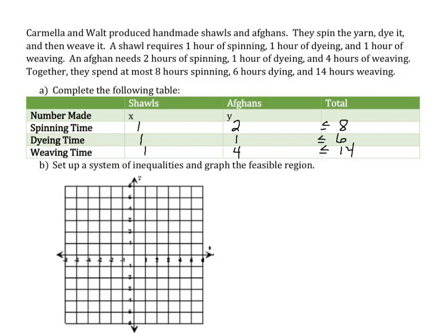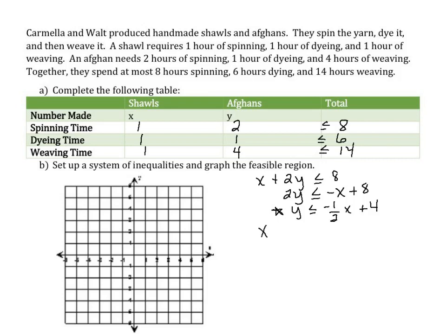So let's set up a system. We have x plus 2y is less than or equal to 8. So let's simplify this one. So 2y is less than or equal to negative x plus 8. Y is less than or equal to negative 1/2 x plus 4. So here's one that we need to graph.